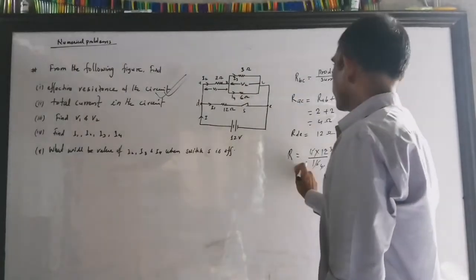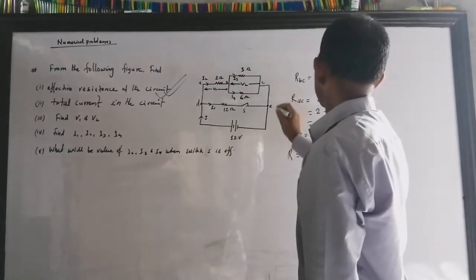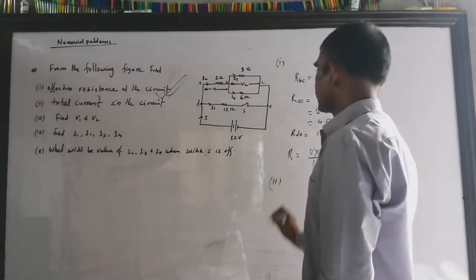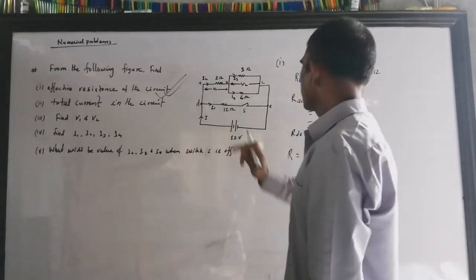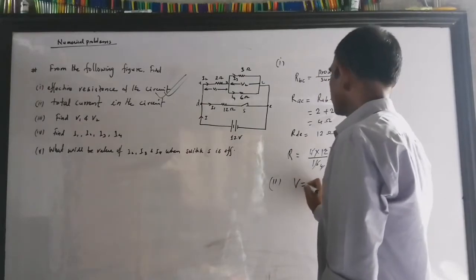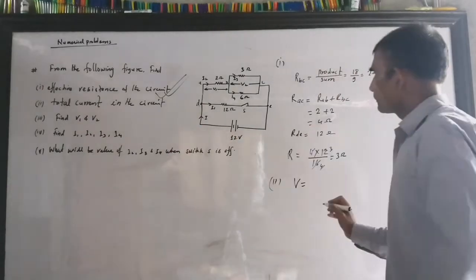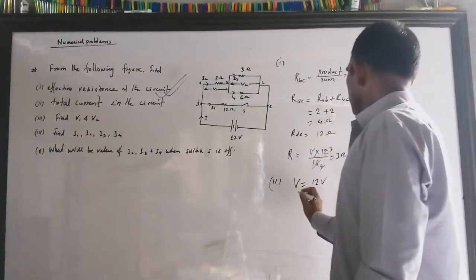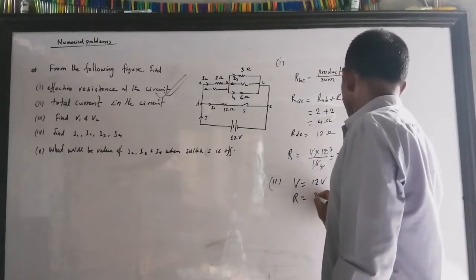So now we have got the first question. We have to find and solve here. And for the second question, to find the total current, we should use the total voltage. Yes, what is the total voltage? Tell me. Come on, you can tell. 12 volt. And the total resistance we also got, that is the 3 ohm.